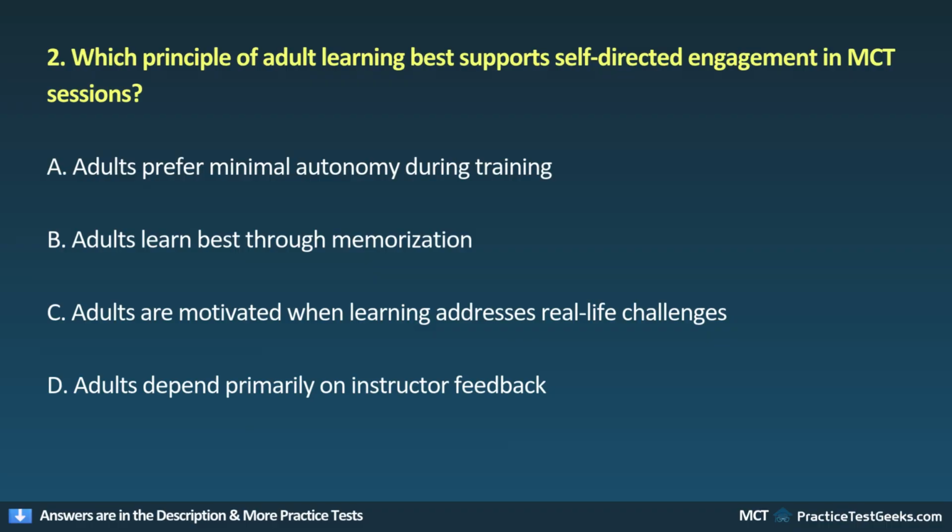2. Which principle of adult learning best supports self-directed engagement in MCT sessions? A. Adults prefer minimal autonomy during training. B. Adults learn best through memorization. C. Adults are motivated when learning addresses real-life challenges. D. Adults depend primarily on instructor feedback.